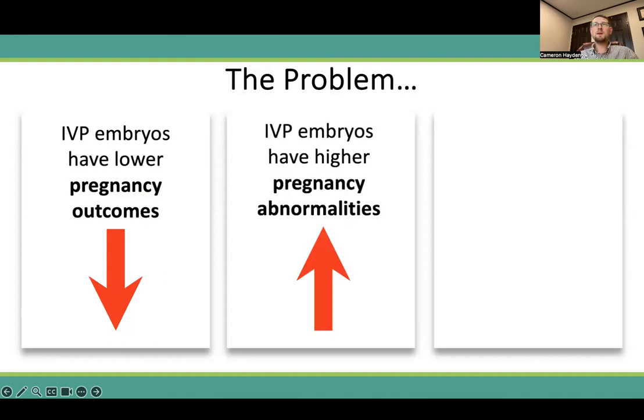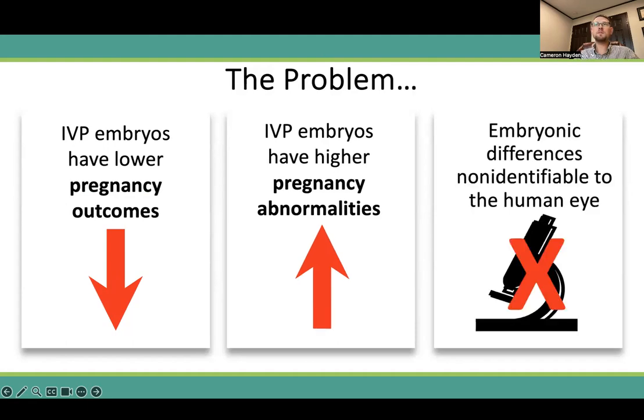Second, IVP embryos have been shown to have a higher presence of pregnancy abnormalities, like higher abortion rates, increased tendency for male-produced offspring, more calves that are born dead on arrival, and even calves born with large offspring syndrome.